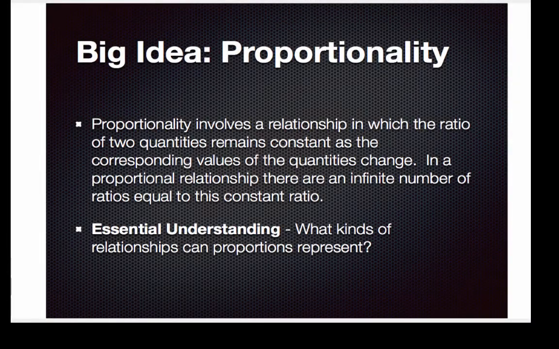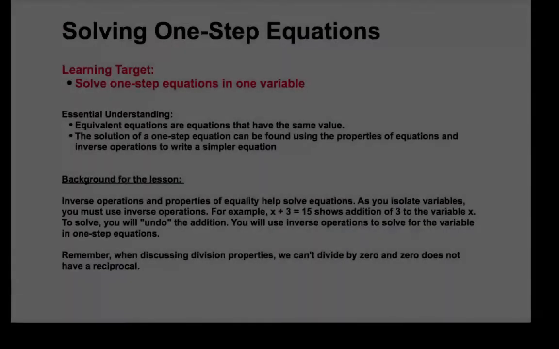Our third big idea is regarding proportionality. Proportionality involves a relationship in which the ratio of two quantities remains constant as the corresponding values of the quantities change. In a proportional relationship, there are an infinite number of ratios equal to this constant ratio. An essential question regarding proportionality is what kinds of relationships can proportions represent?